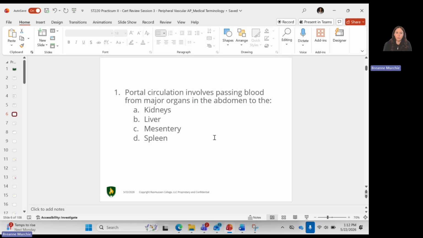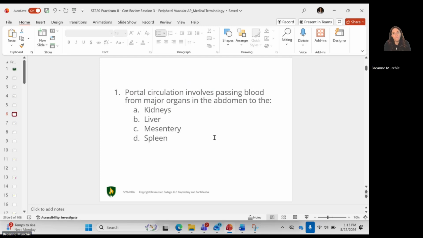So we're in the abdomen. At least the organs that are supplying the blood to this portal circulation are in the abdomen. So I'm trying to think of all of the organs that are within the peritoneal cavity. Yeah, my answer still stands. I'm going to go through A, B, C, and D and see if my answer's in here. So answer A is kidneys, B is liver, C is mesentery, and D is spleen.